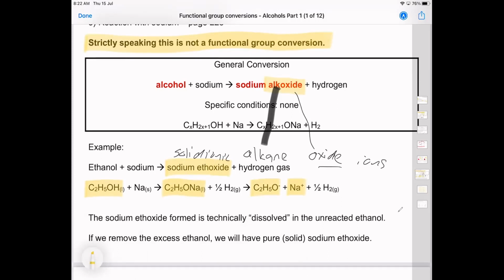Also, when we say that the sodium ethoxide is technically dissolved, if we remove the excess alcohol, we will have pure solid sodium ethoxide. Also, these are not liquids. They're actually solid ionic compounds. So if you remove all the excess solvent, you'll actually isolate them as solid powders.